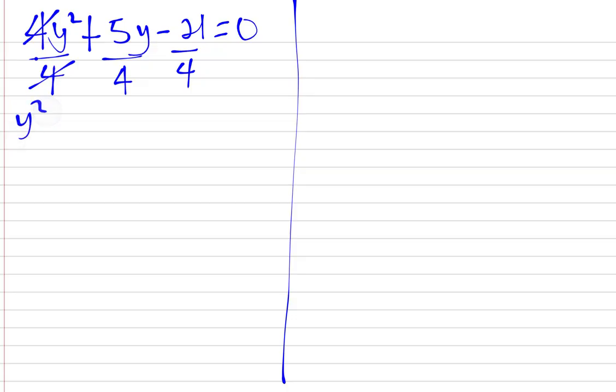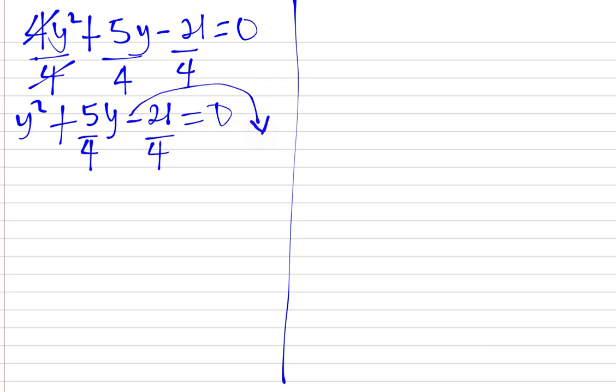y squared plus 5 over 4 y minus 21 over 4 equals 0. Are you seeing that? Now you can see that our y is standing alone. So then you bring this one to this side, and that will now be y squared plus 5 over 4 y equals, if minus crosses, it turns to plus, so that's 21 over 4. Are you seeing that?